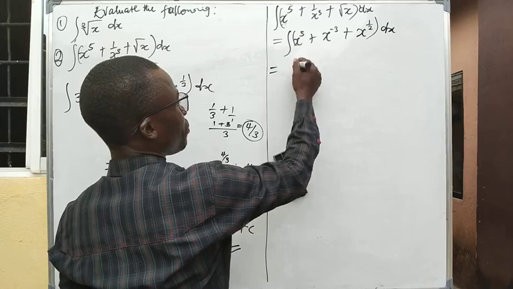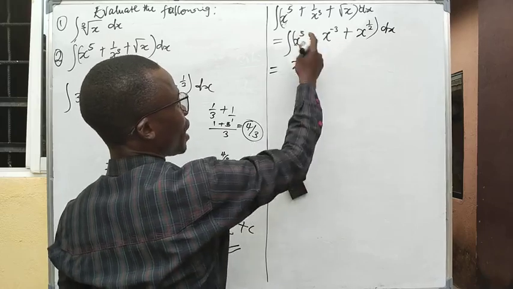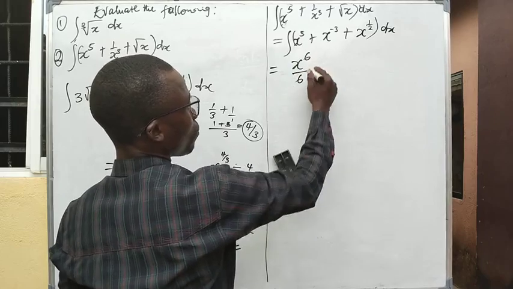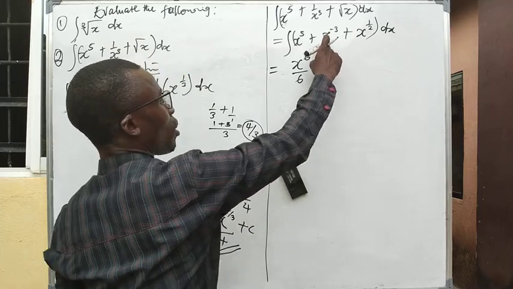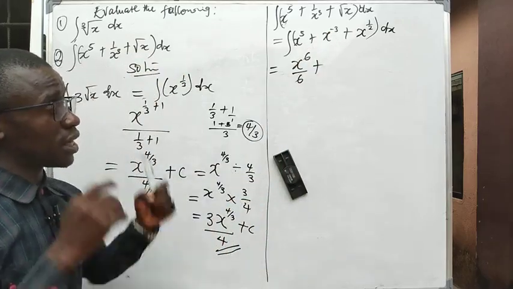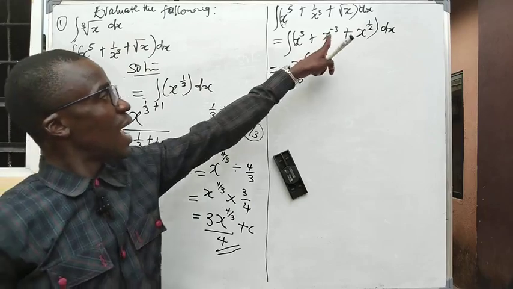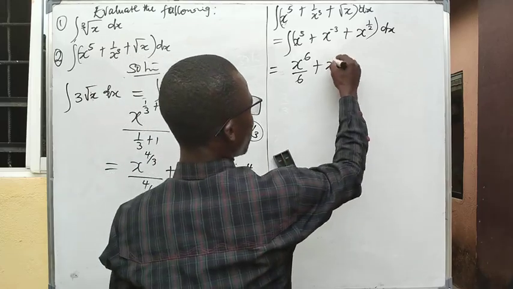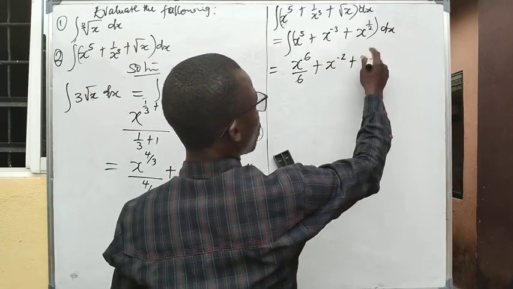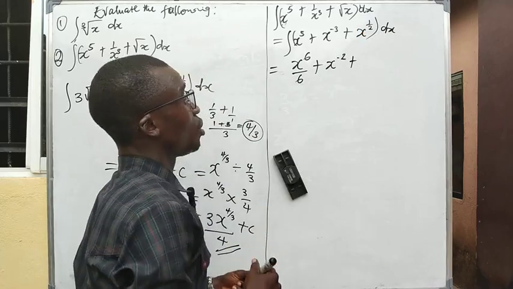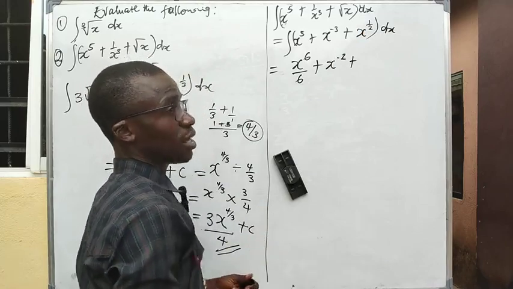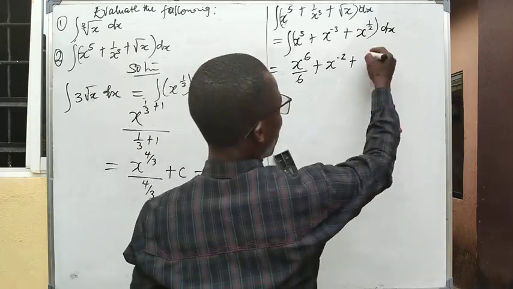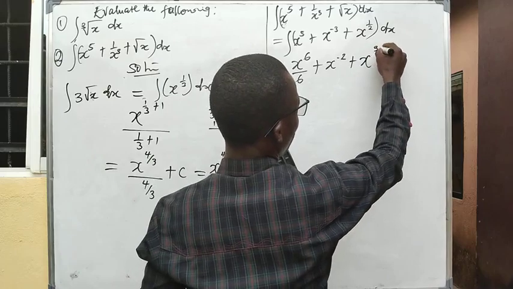Having done this, what do we do now? Integrate x raised to power 5. It will be x, the power of 5 plus 1 is 6. You divide it by 6, right? Then plus x, the power of x here is what? Minus 3. Because it's minus 3, add 1 to it. Minus 3 plus 1 is minus 2. So we have x raised to power minus 2 plus, here is a fraction. Half plus 1 is 1 and a half, and 1 and a half is 3 over 2. So I can have x raised to power 3 over 2.